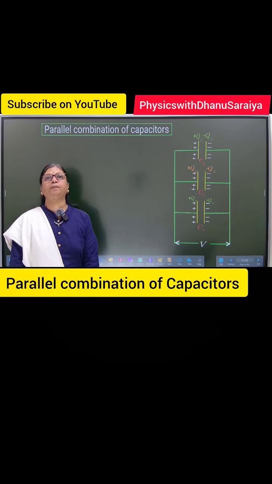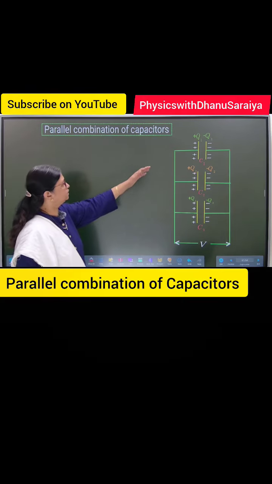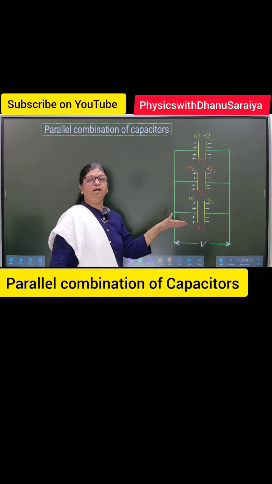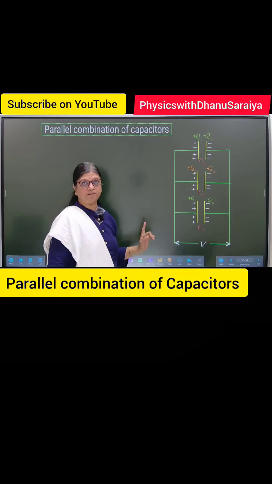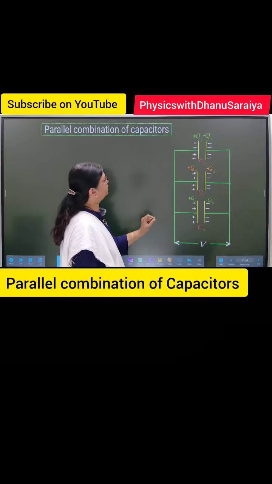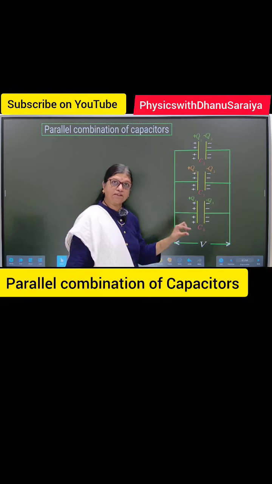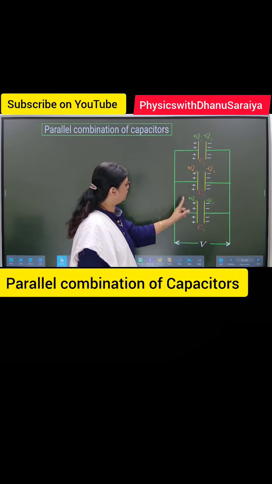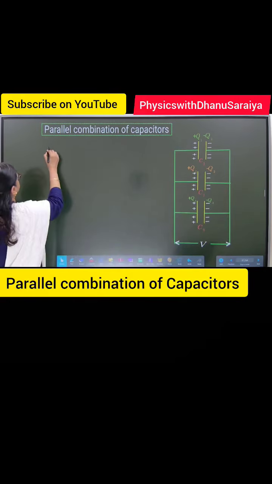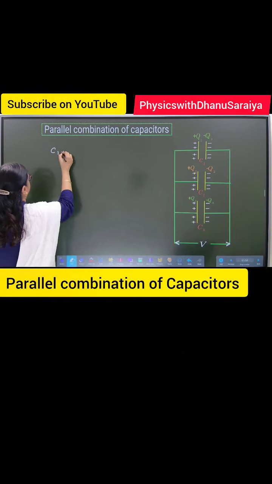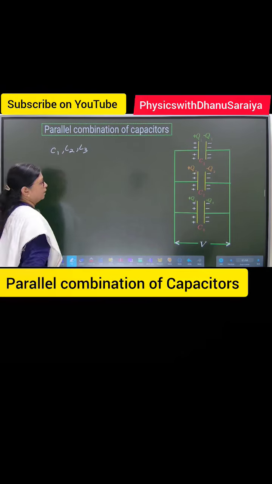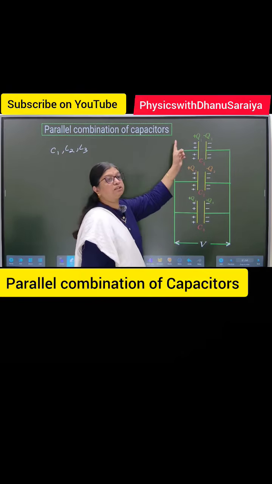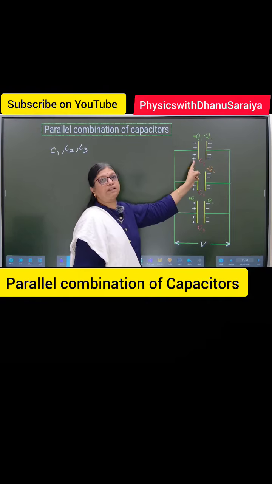Parallel combination of capacitors. That means capacitors combined with each other in a parallel arrangement. Fine. So first, let us understand what are these capacitances of these capacitors. C1, C2 and C3 are the capacitance of the three capacitors I have used. Then, what are the charges on each plate of each capacitor?